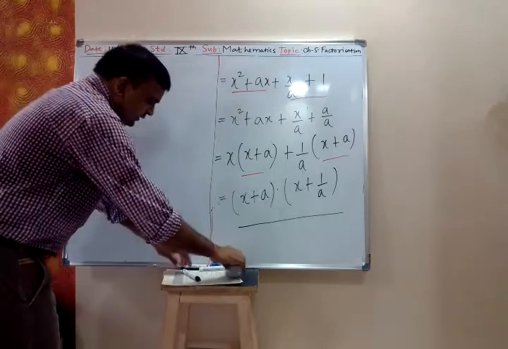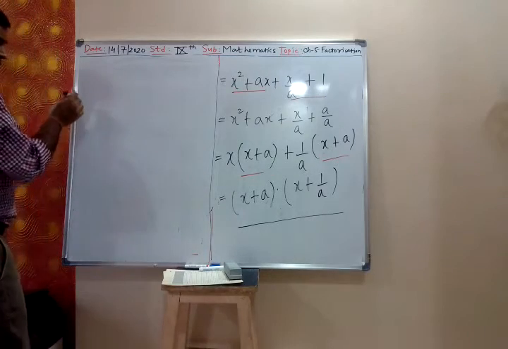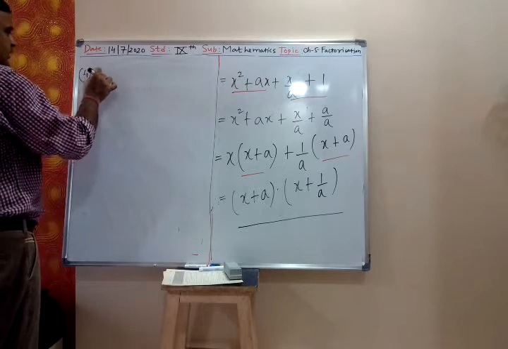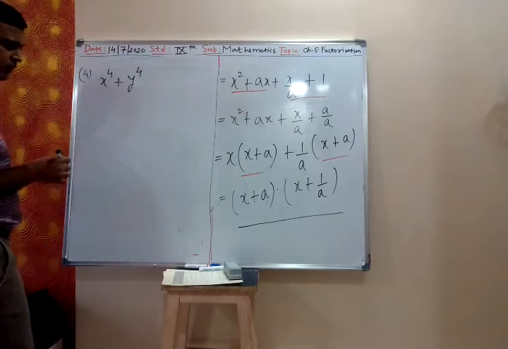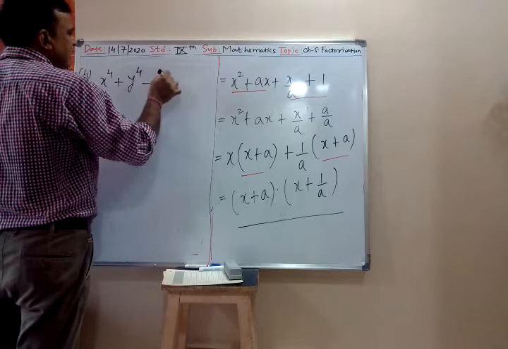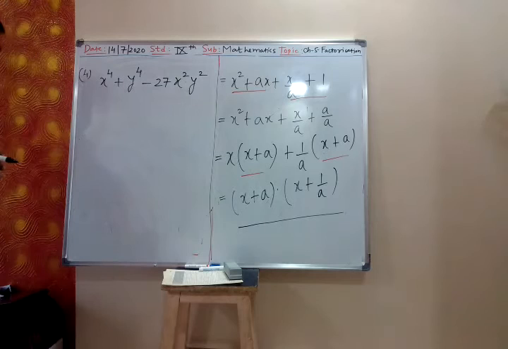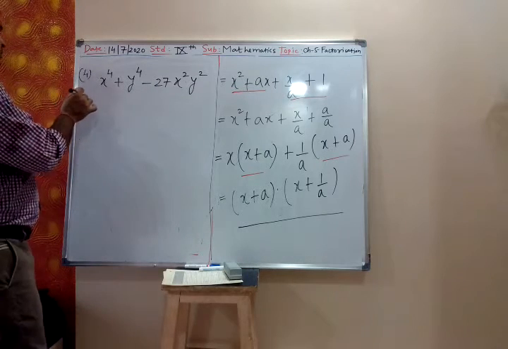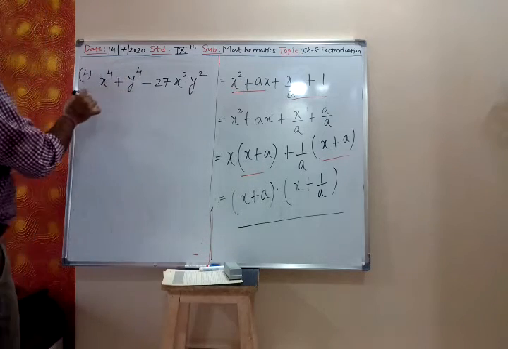Ask. 20 sums are there in this 5. Now 4 x raised to 4. After factorization, linear equation will start. System of linear equation. y raised to 4 minus 27 x square y square. Wait. Now you tell me, should I give homework? Because see this, wait.